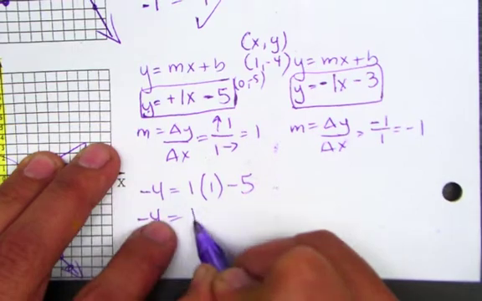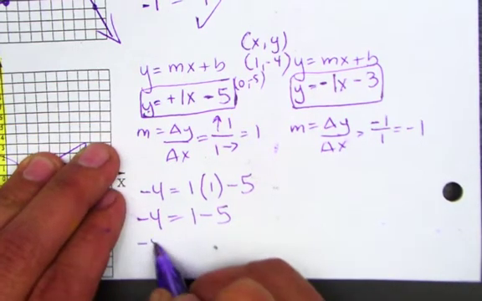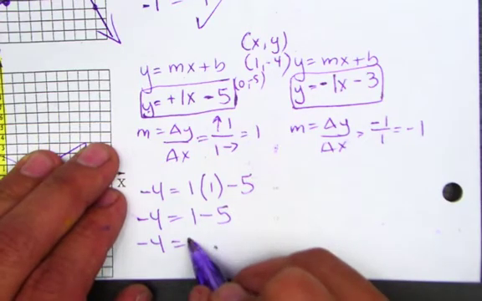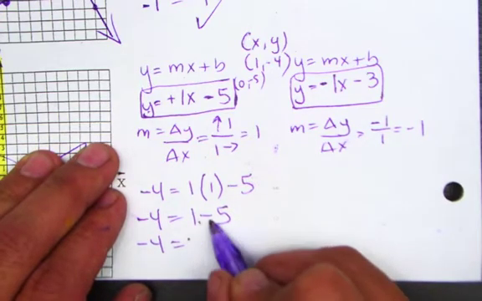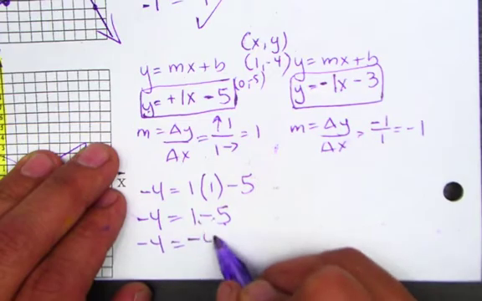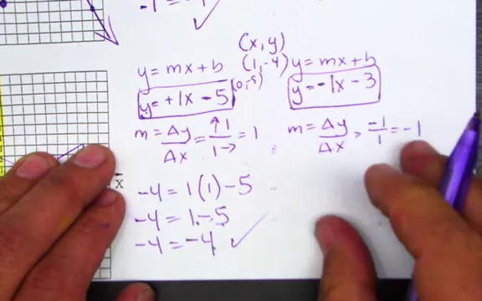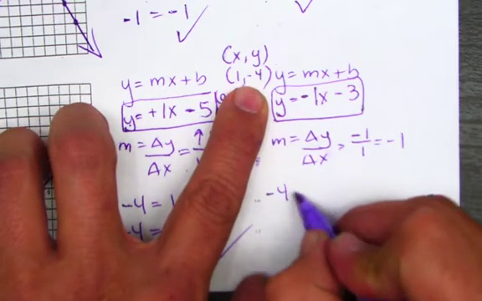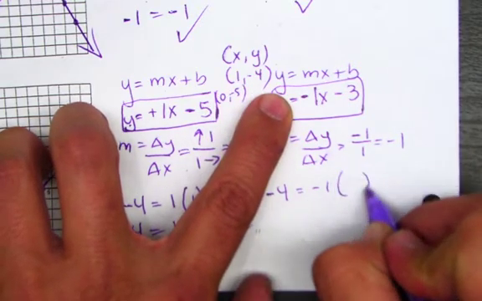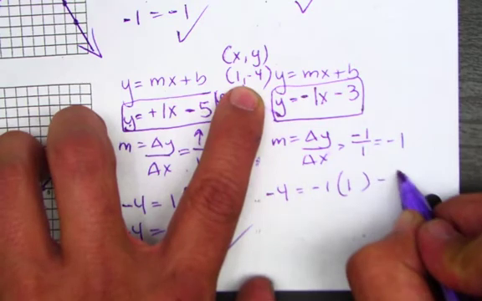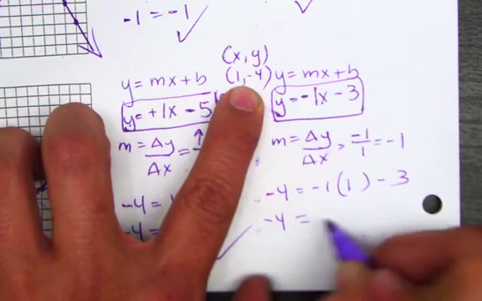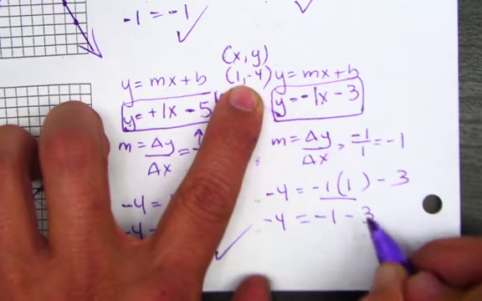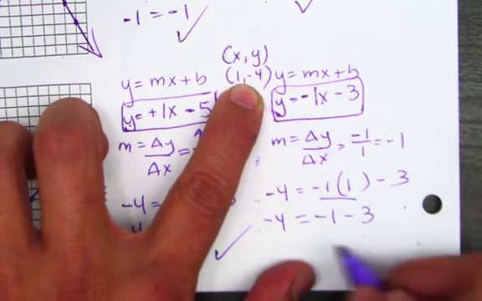And then the next one, what's your y? Negative 4 equals negative 1 times x. What's your x? 1 minus 3. Negative 4 equals, what's negative 1 times 1? Negative 1 minus 3. Well, how do you do that? Well, that's negative 1 plus negative 3, right? Then I do my little baseball technique. And what's my answer? Negative 4. Very good. So does negative 4 equal negative 4? Yeah. And we are done.